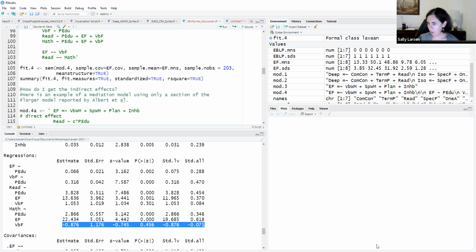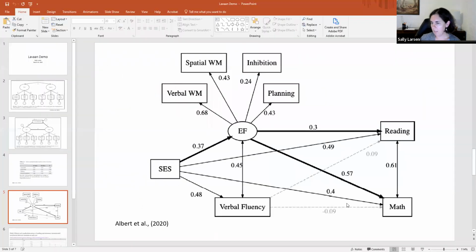And so if we go over to the PowerPoint, you can see that's exactly what we've got. Verbal fluency does not predict reading and it does not predict maths. And so you can work your way through all of these coefficients. Even though I'm using parent education as a proxy for SES, these predictors are very similar to what we see in this diagram out of the paper itself.